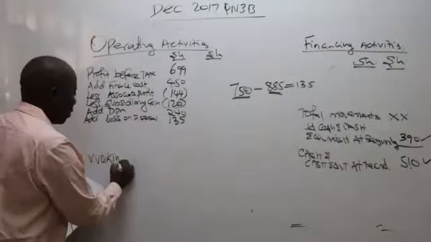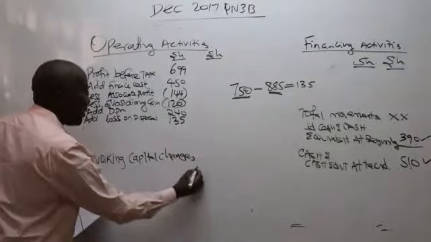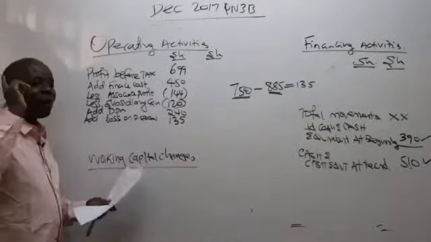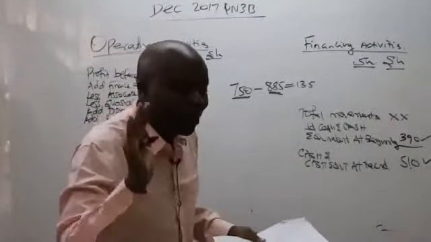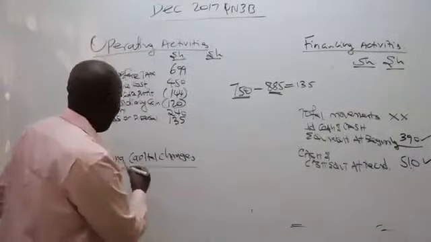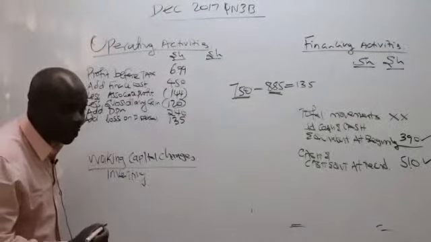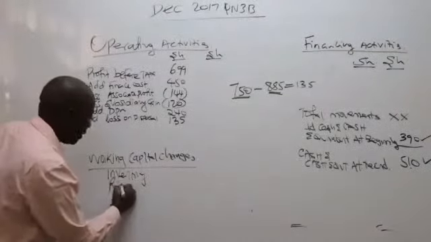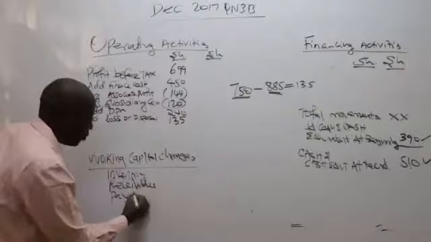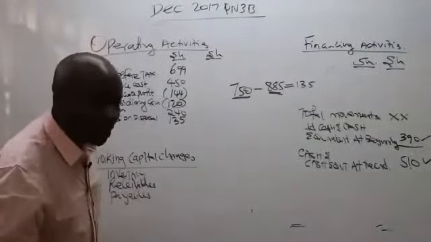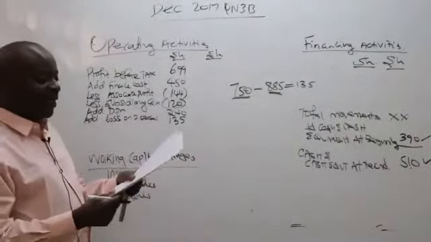So working capital changes. What do we have? Yesterday you told me that under working capital, we normally have three things. What and what and what? We have inventory. Thank you very much, Meshach. The next one is receivables. The last one, ladies and gentlemen, is payables. Thank you very much. Let us start with inventory. This is very easy.